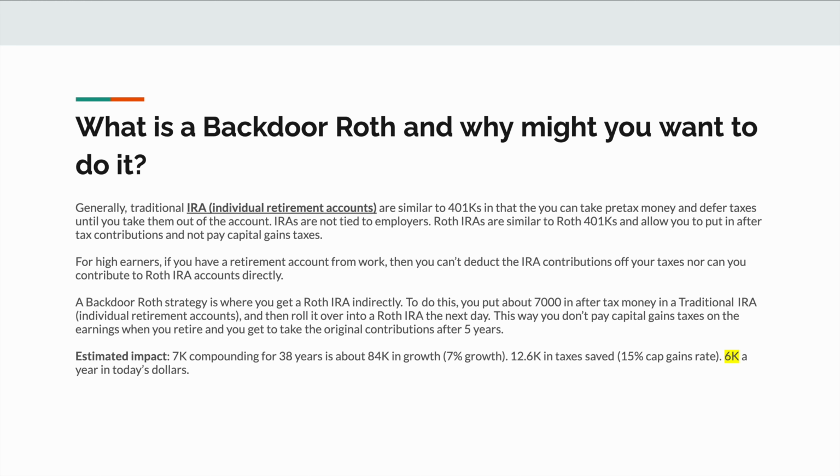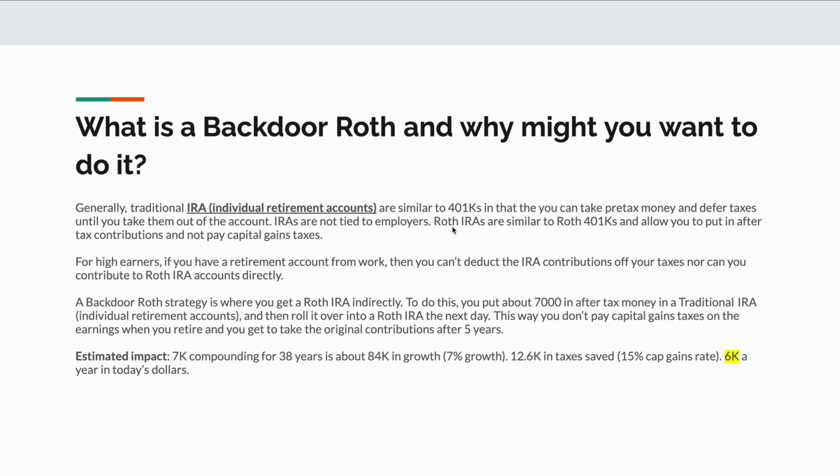So what is a backdoor Roth? And why might you want to use it? So this is a backdoor Roth IRA. And generally, traditional IRAs, individual retirement accounts, they're similar to 401ks in that they take pre-tax money and defer the taxes until you take them out of the account. The reason why they're called individual is because they're not tied to an employer. You can have the same IRA with different employers.